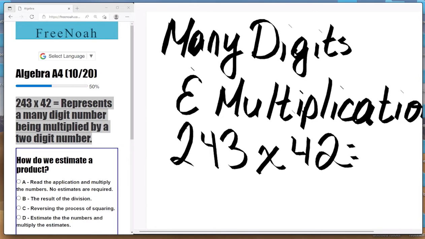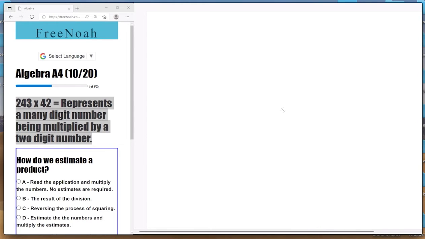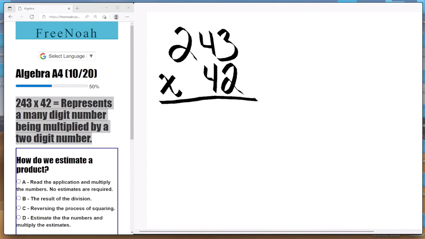243 times 42. We're going to be carrying, we're going to be borrowing. And just by looking at the equation, with enough practice, you'll be able to determine how many sets we need and how many imaginary zeros we need to integrate. So here, 243 times 42. Let's do the ones place value first, right? So 3 times 2, well, that's 6. Place the 6 right under the 2.